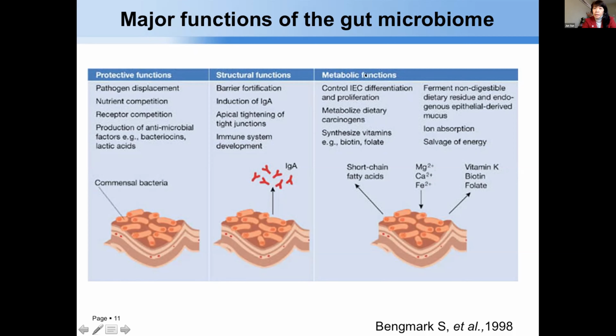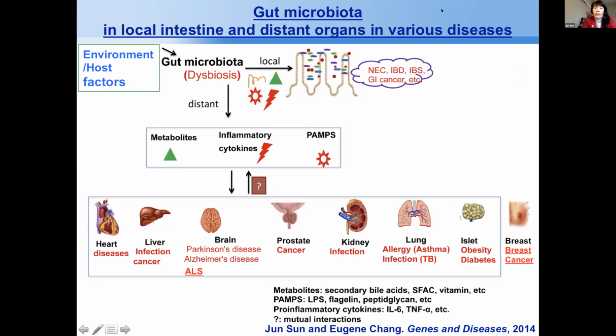Another important function is metabolic functions. It provides short-chain fatty acids from fermentation. It also provides vitamins to the body. And we also know that on a daily basis, 11 to 14% of our everyday energy actually comes from fermentation. And how could we know this? Because if you put animals in a totally sterile environment, they will eat more because they lost one of the important energy resources from bacterial fermentation. So therefore, we need to appreciate the function of the microbiome.